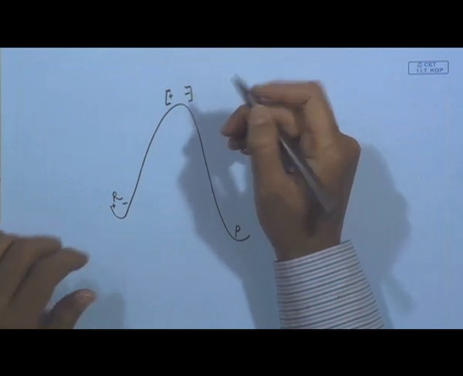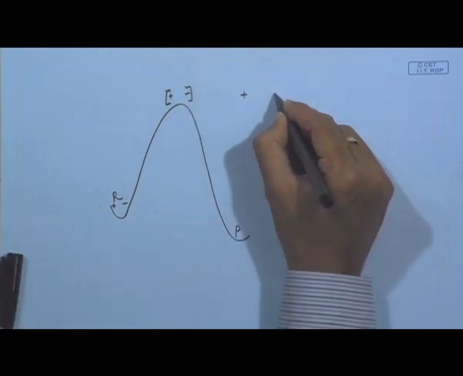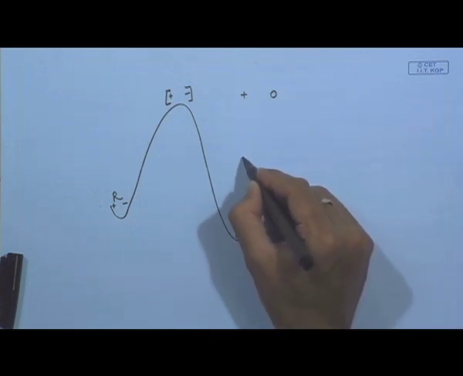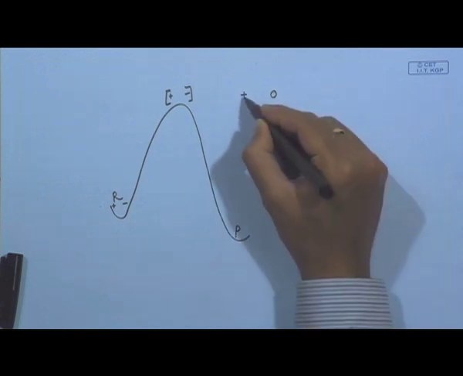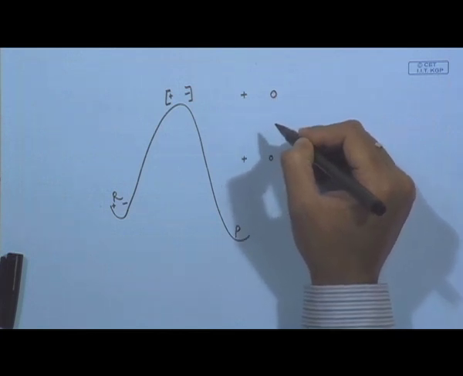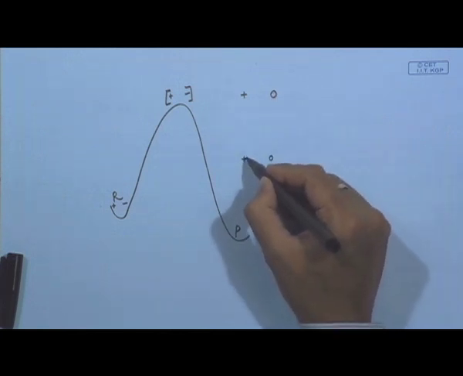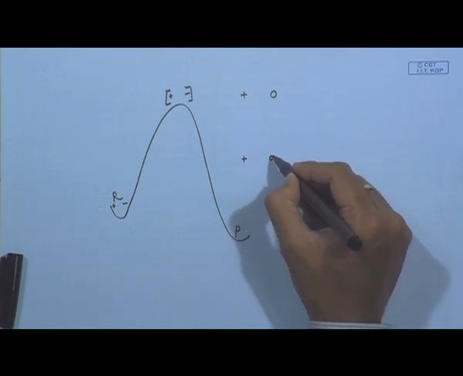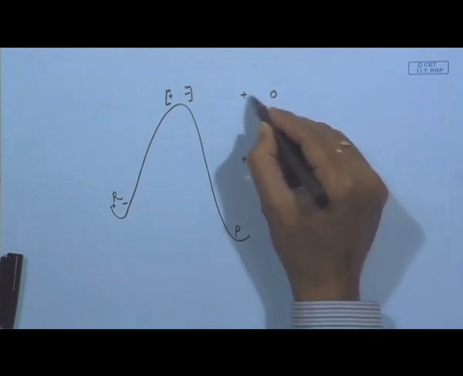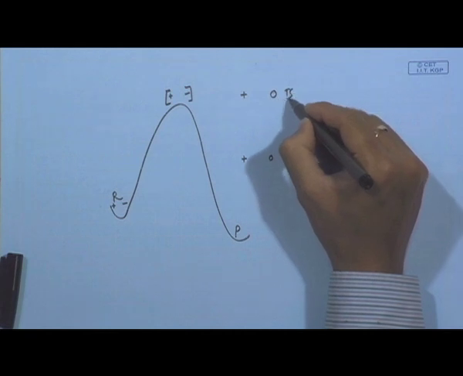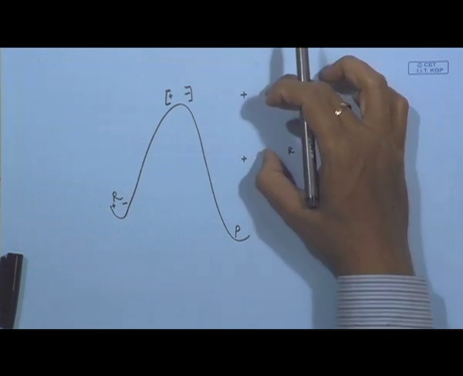Suppose one is plus and another is 0. That means you started with a reactant state that is plus 0, and your transition state is also plus 0. So it is nothing new. If you change the ionic strength of the medium, these two will be similarly affected. This is your transition state and this is your reactant state, so these two will be similarly affected.